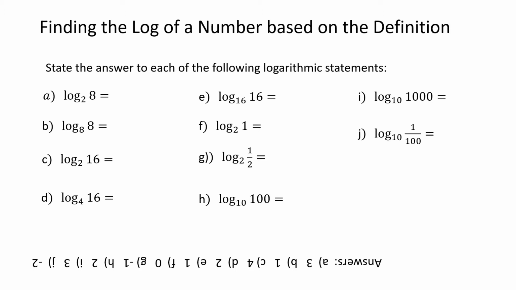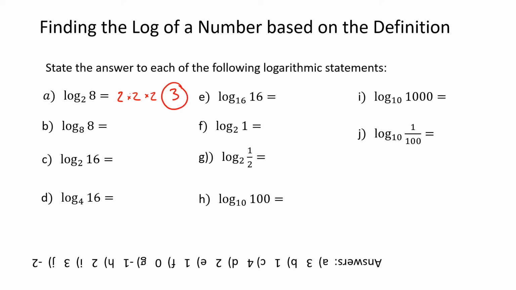So for A, the logarithm, the base is 2, the final answer is 8. So how many times do you have to multiply 2 out to get to 8? Well, 2 times 2 is 4. That's not it. Times 2 is 8. So that's 3 times, which means your final answer would be 3.